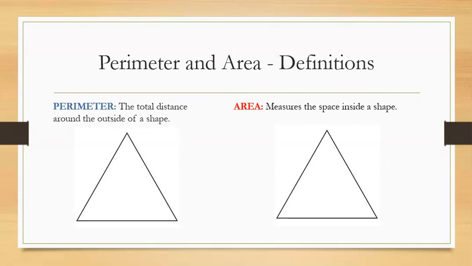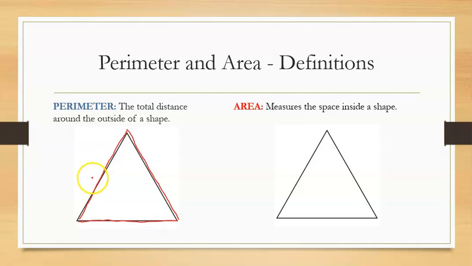Okay, so the definition of perimeter is the total distance around the outside of a shape. So what that means is you're measuring the distance along that edge, along that edge, and along that edge.